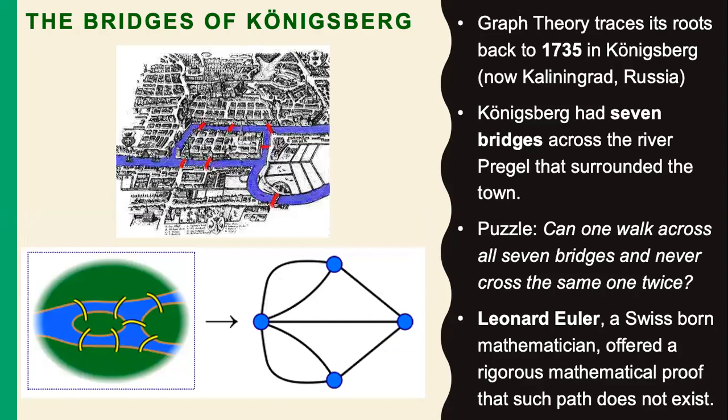So he used this formality. He transformed the networks, where the nodes are the different islands and the edges are the bridges, to this type of graph.